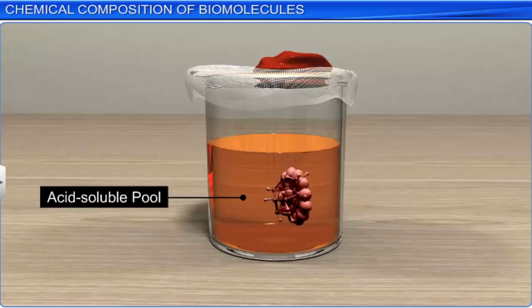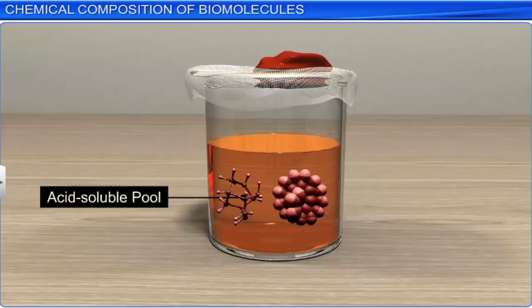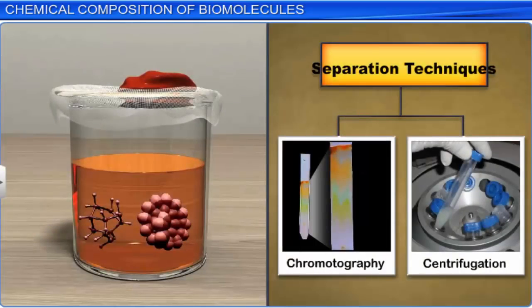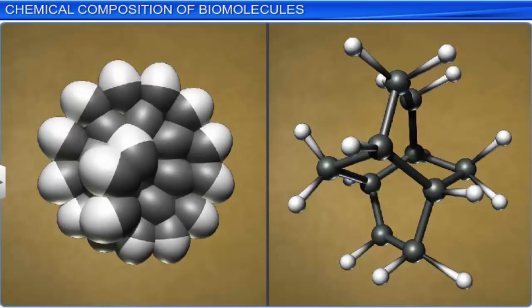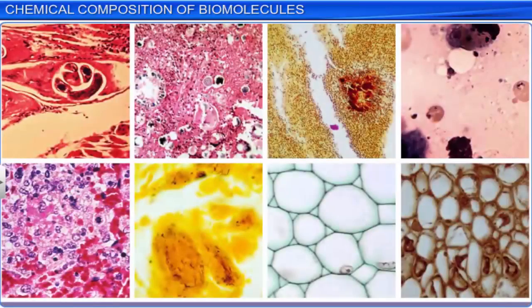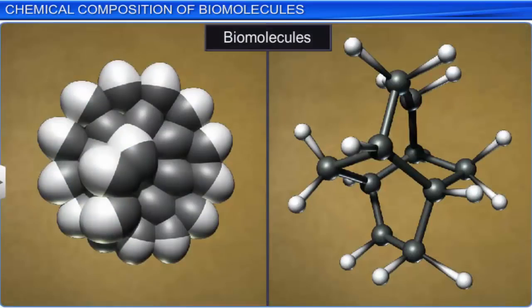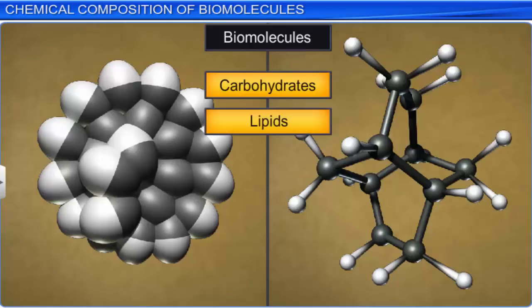Once a compound has been extracted, the next stage is to separate one compound from the others using separation techniques such as chromatography and centrifugation. Thereafter, various analytical techniques are used to identify the molecular formula and the structure of the compound. All the carbon compounds we derive from living tissues are called biomolecules. For example, carbohydrates, lipids, amino acids, water, and nucleic acids.